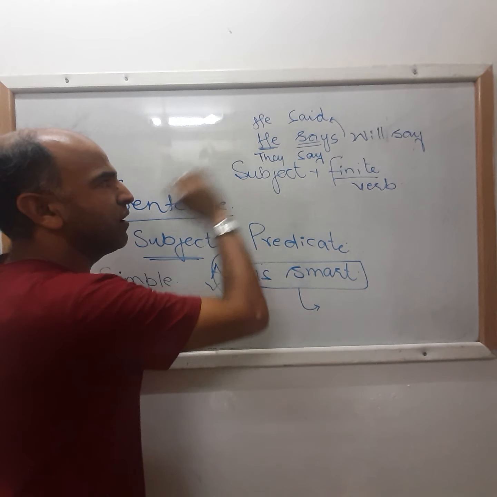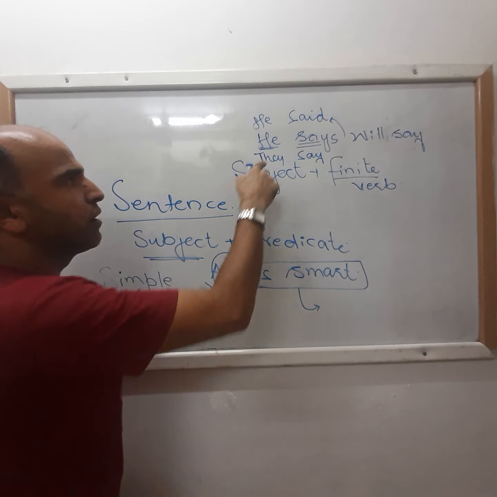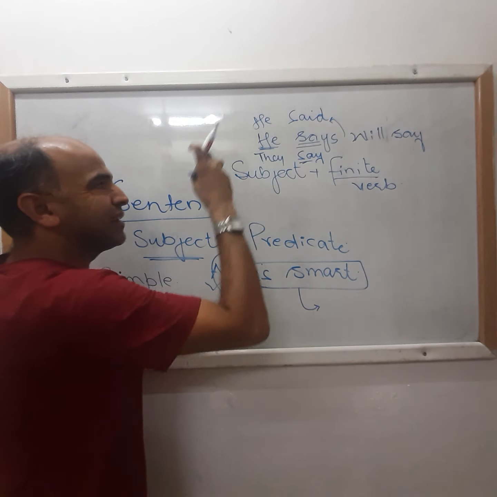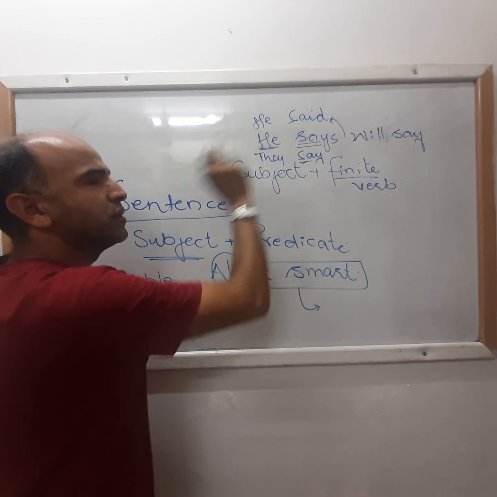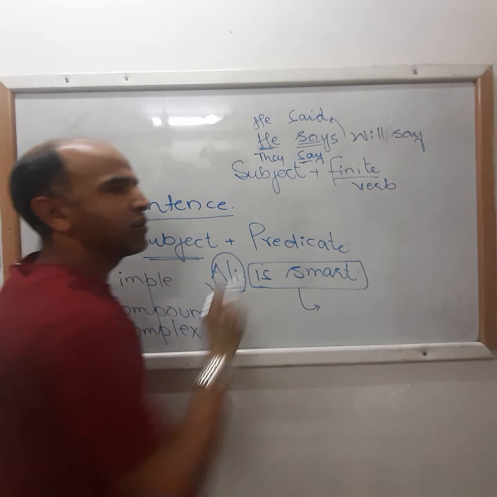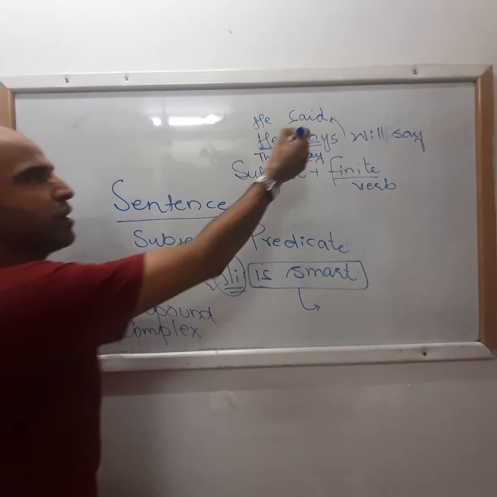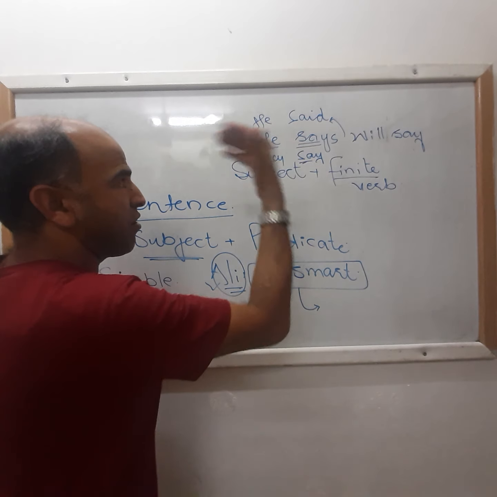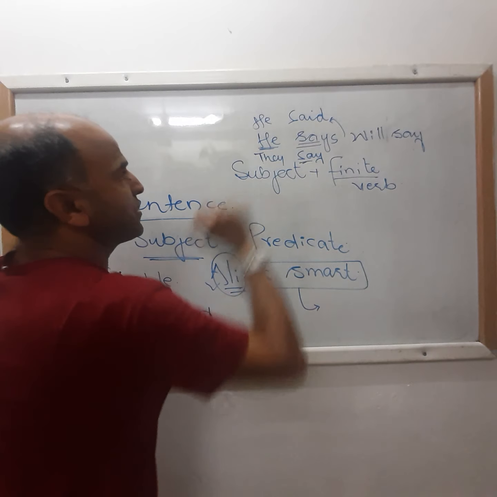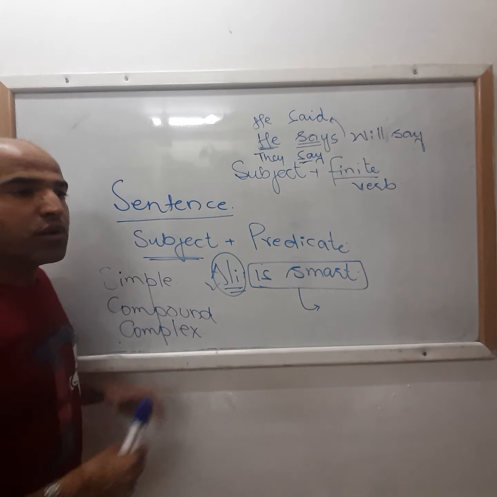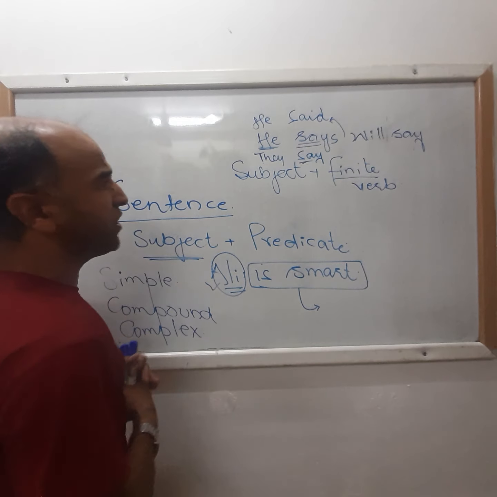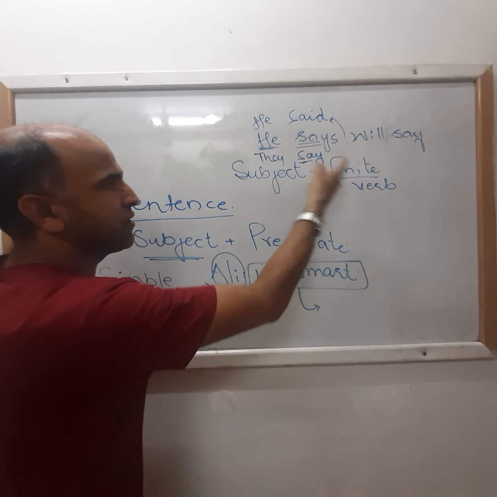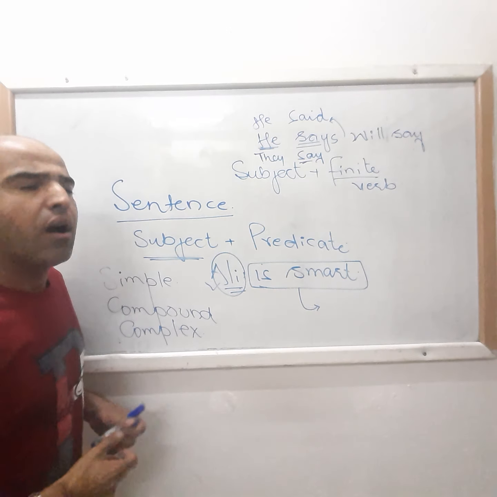Clear? Number was singular, I wrote "says." Number was plural, I wrote "say." Okay, this is getting changed according to the number of the subject. Here it is getting changed according to tense. So a verb which gets changed according to number, person, and tense is called a finite verb. So here we can say that a simple sentence is a combination of a subject and a finite verb.